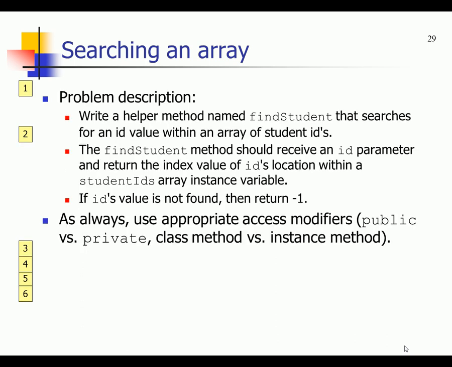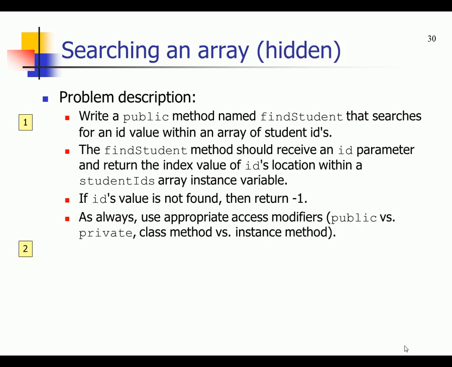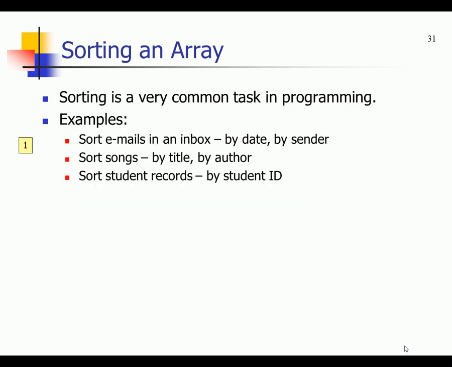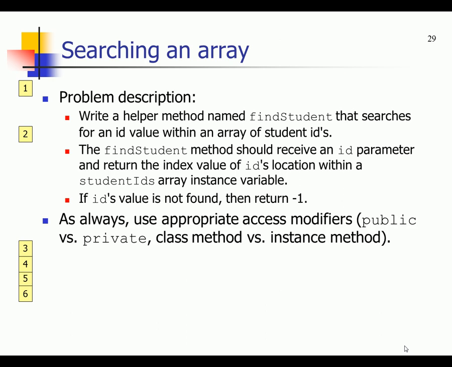All right. So, problem descriptions. Write a helper method that finds a student, searching for an ID value within an array of student IDs. The method should receive an ID parameter and return the index of it. As always, use appropriate values. We don't actually have them. I'm not going to go through and write these, but what you could do is pass it an ID, and it's just going to go through the array item by item until it finds it.